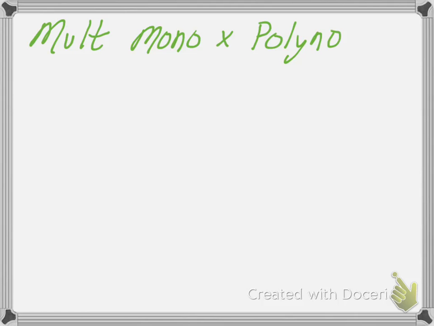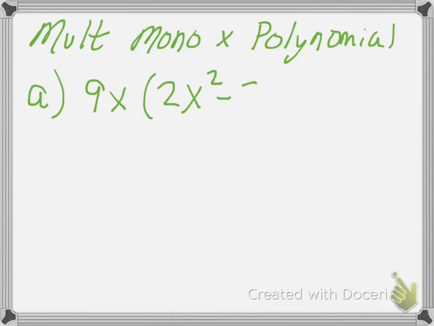Taking this idea a little bit further, multiplying a monomial times a polynomial. So again, I'll take the examples out of the book. If I have 9x times 2x squared minus 3, I'm still using the distributive property because you can see inside here this is 2x squared minus 3, and those are unlike terms. So again, unlike terms, I can't subtract those two, so I have to use the distributive property.